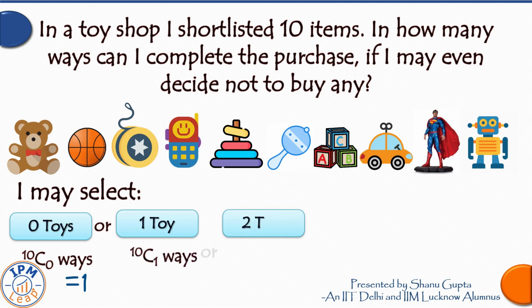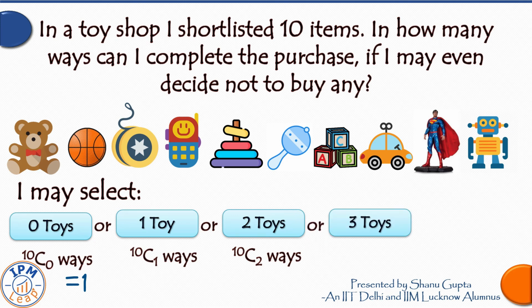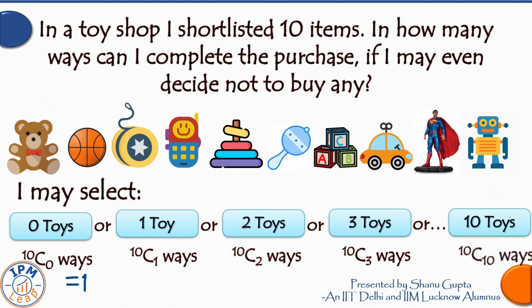Or I may select any 2 toys out of 10. This can be done in 10C2 ways. Or I may select any 3 toys out of 10. This can be done in 10C3 ways. And so on. I can select any number of toys. So I can select 4 or 5 or 6 or 7 or 8 or 9 or maximum 10 toys. 10 is the upper limit because only 10 toys are available. 10 toys can be selected in 10C10 ways.